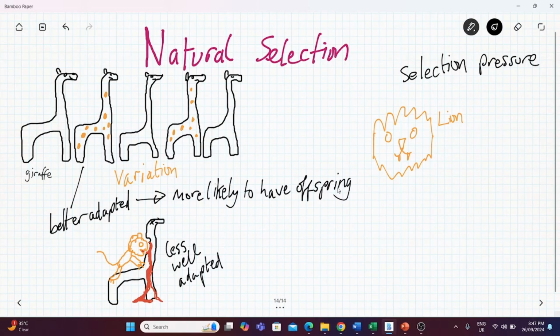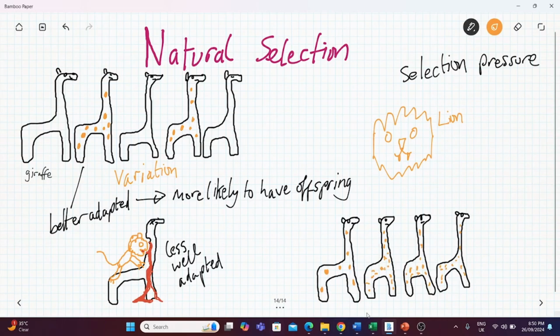And after many generations, what basically happens is the ones with the spots have more children than the ones without the spots. And over time, the ones without the spots become the minority. So over many generations of this happening, where the lions just eat the ones which are less well adapted, you end up with a population filled with organisms which are better adapted. There we are, that's basically just how it works.